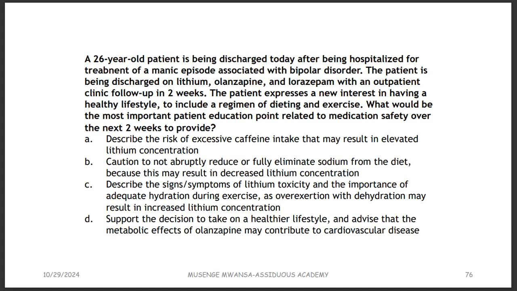A. Describe the risk of excessive caffeine intake that may result in elevated lithium concentration. B. Caution to not abruptly reduce or fully eliminate sodium from the diet because this may result in decreased lithium concentration. C. Describe the signs or symptoms of lithium toxicity and the importance of adequate hydration during exercise as overexertion with dehydration may result in increased lithium concentration. D. Support the decision to take on a healthy lifestyle and advise the metabolic effects of olanzapine may contribute to cardiovascular disease. Anyone with a thought for this one?